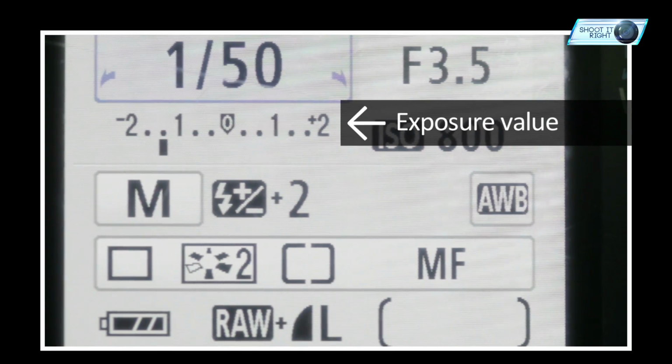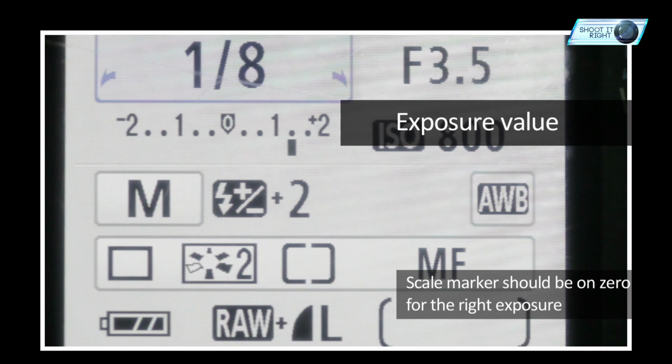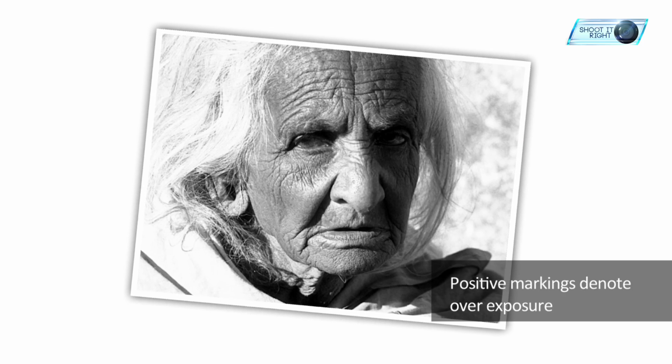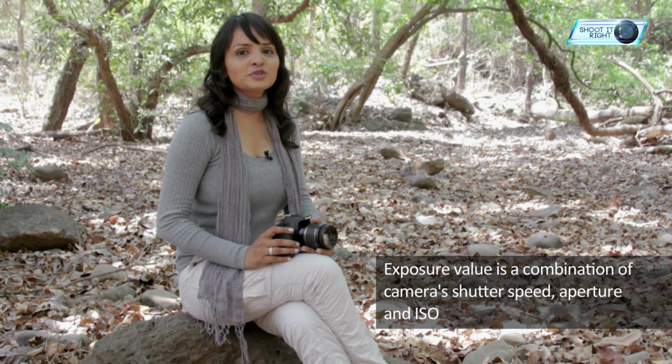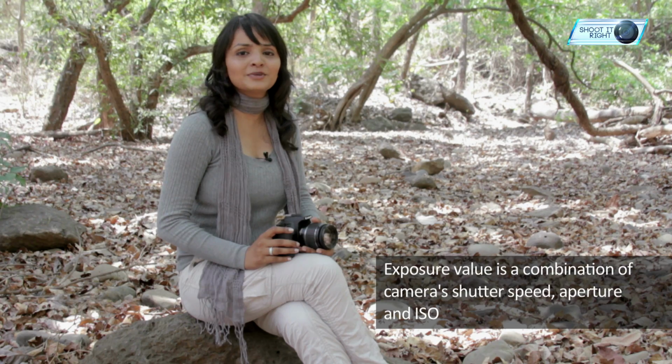To simplify things further, every DSLR has a scale displayed on the screen that measures the exposure value. It ranges from -2 to +2. You get a correct exposure image when the scale marker is on 0. Negative markings denote underexposure. Positive markings denote overexposure. A combination of aperture, shutter speed and ISO gives you a perfectly exposed image. Make sure your exposure scale is on 0.